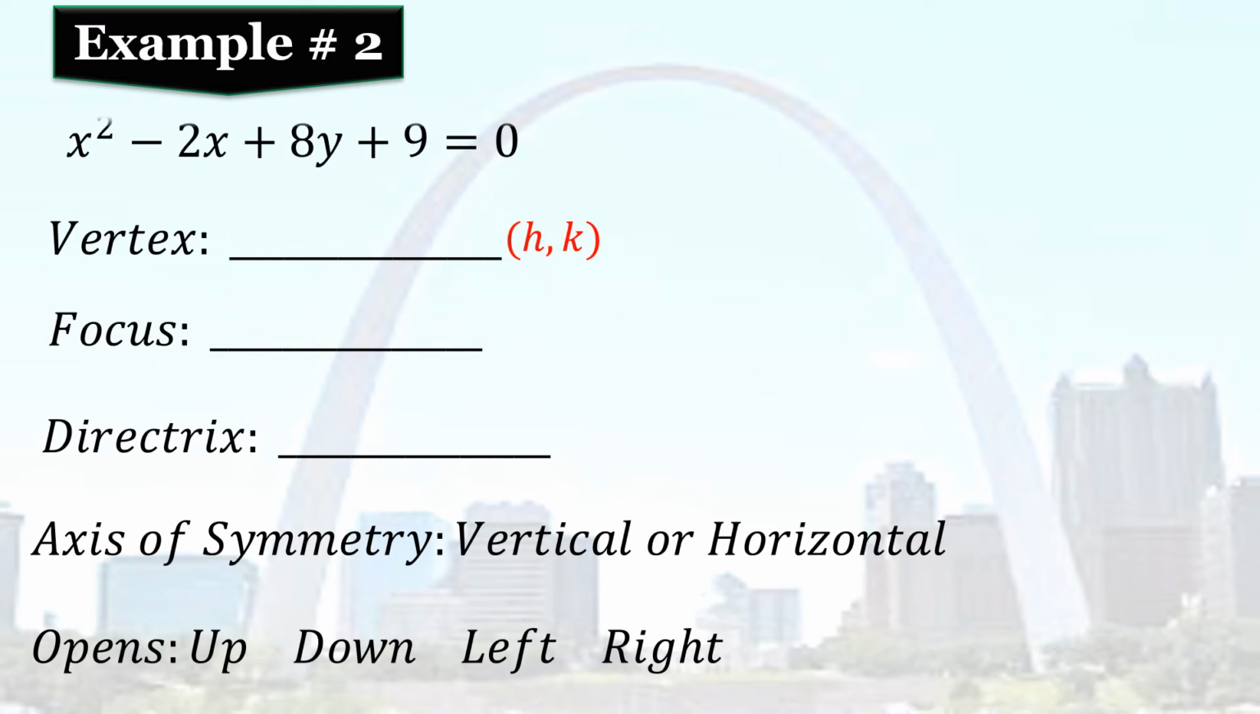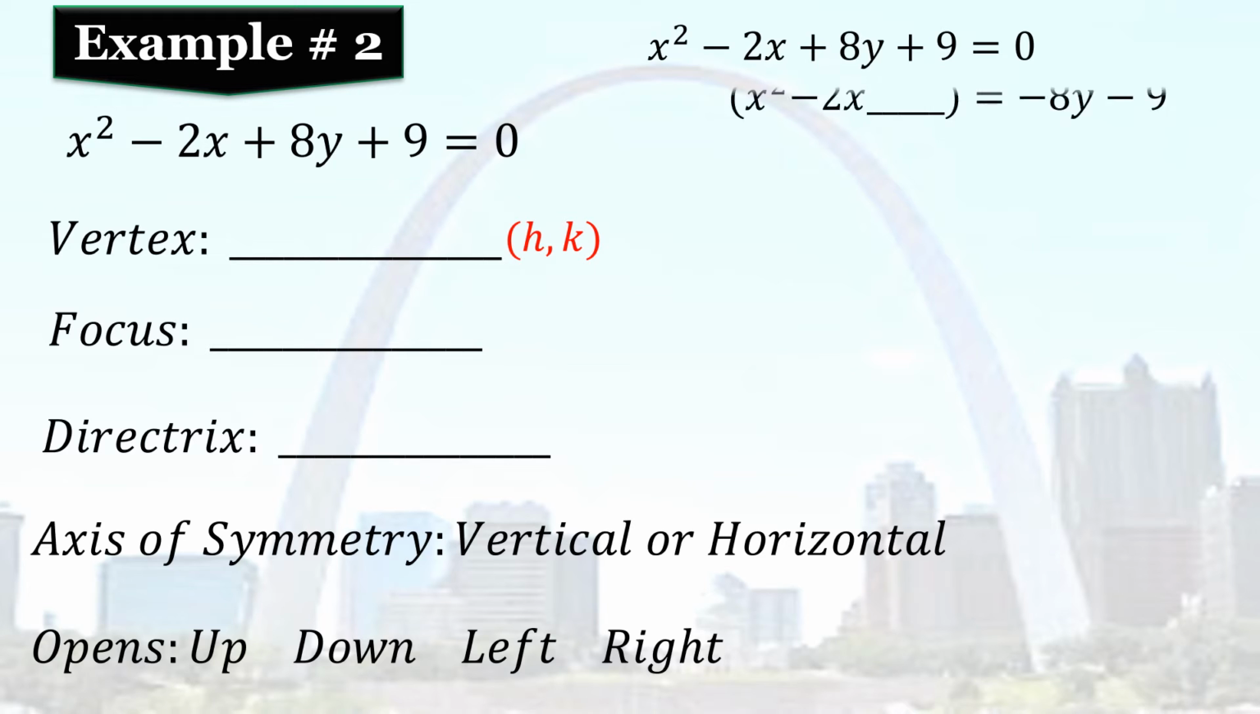So let us have example number 2. x squared minus 2x plus 8y plus 9 equals 0. The first thing we need to do here is to convert the equation into the standard form along the conic section. So we are going to transpose and then we are going to complete the squares over here. We already learned that in our previous lesson. So negative 2 over 2 squared, so we have x squared minus 2x plus 1.